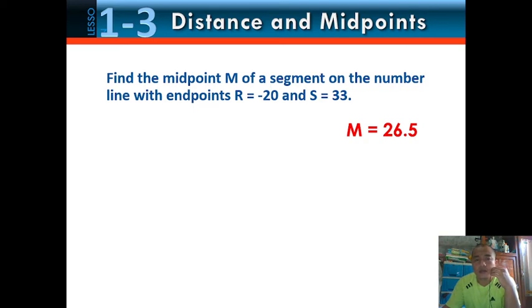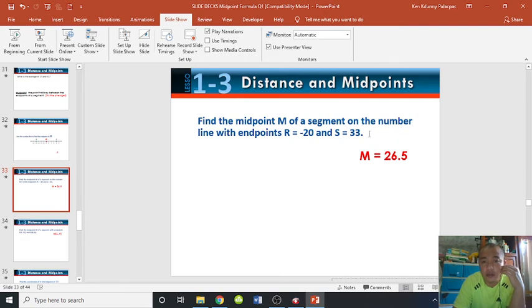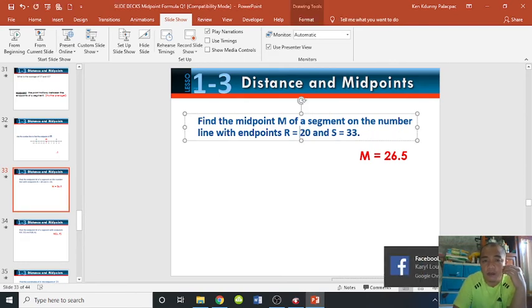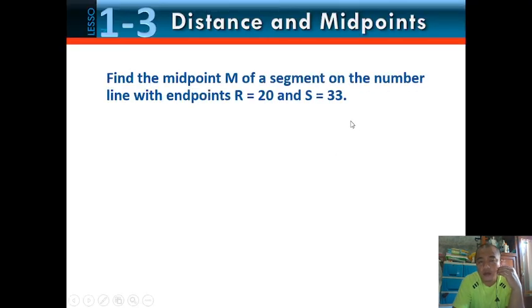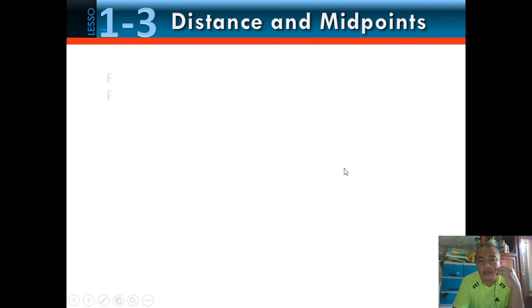Find the midpoint M of a segment on the number line with endpoints R at negative 20. Wait, something seems wrong, no? .5 is the answer, yes. If this is positive 20, there, we made a mistake there. Just get the average. 20 plus 33 divided by 2 is 26.5.